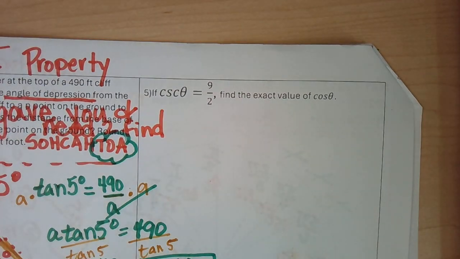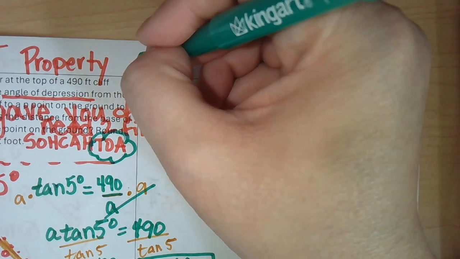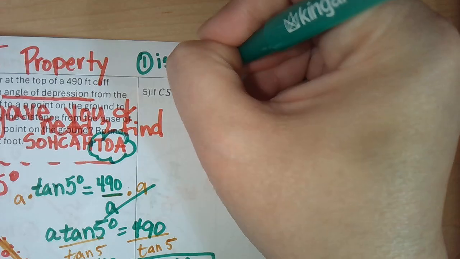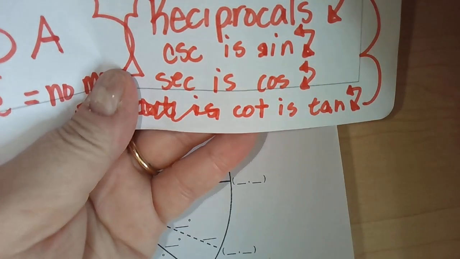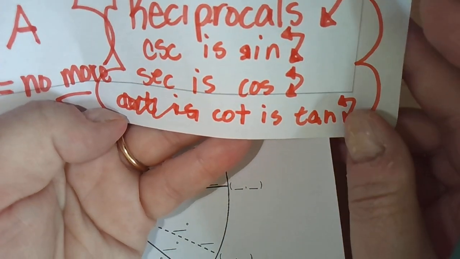Okay, another. Let's look at number 5. Uh-oh. It says if cosecant theta is 9 over 2, find the exact value of cosine. What? Okay, so we have to know a lot of information here. First, we have to know that CSC is the upside down of sine. And we know that because we wrote it down on our cheat sheet for number 2. See, CSC is the same thing as sine upside down.